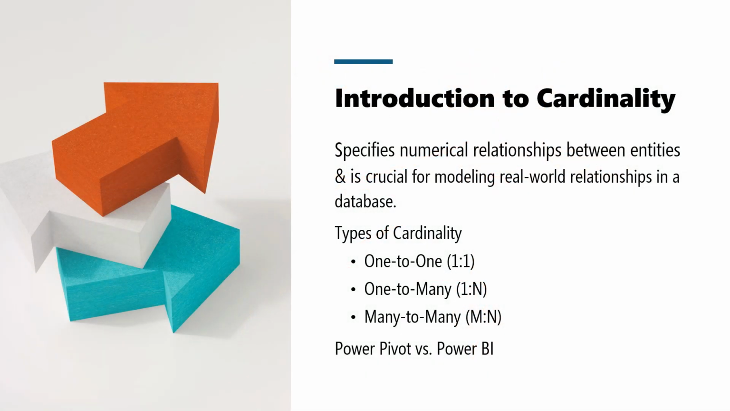What is cardinality? Simply put, it's all about defining how entities in a database relate to each other numerically. It tells us how many instances of one entity are associated with instances of another. Understanding cardinality is crucial because it helps us create data models that accurately reflect real-world relationships. There are three main types we need to be familiar with: one-to-one, one-to-many, and many-to-many. Each type represents a different kind of relationship between data entities.